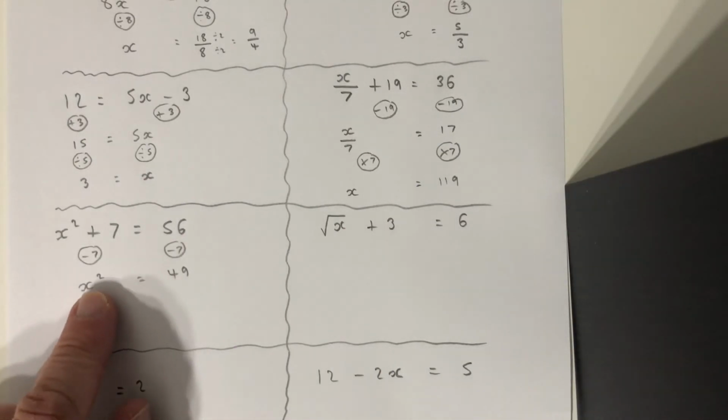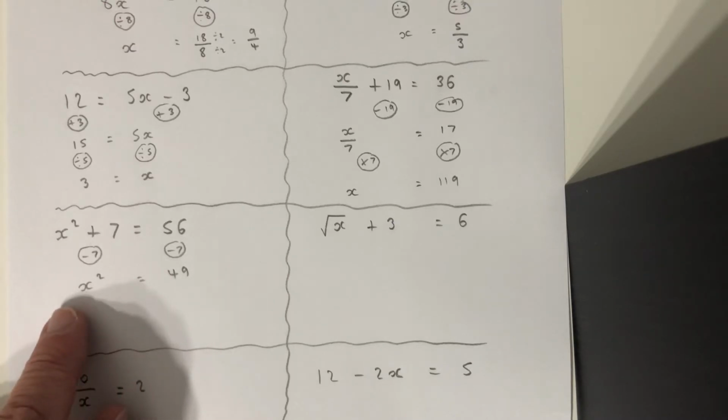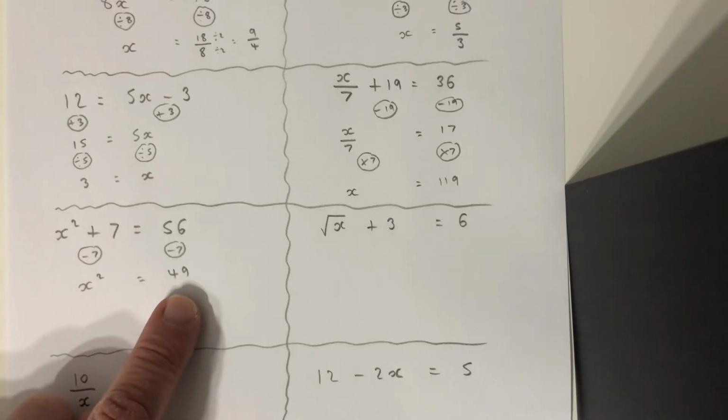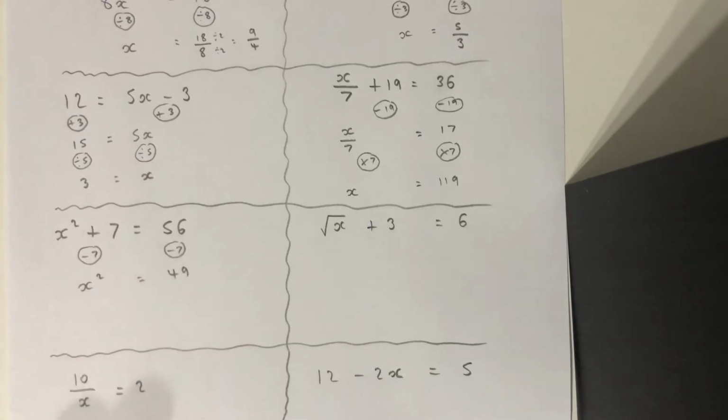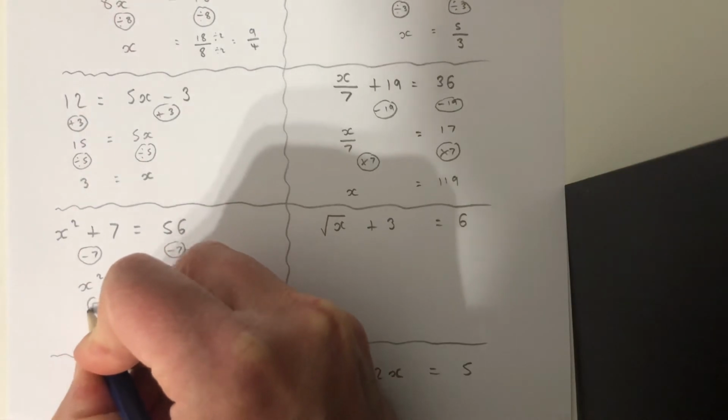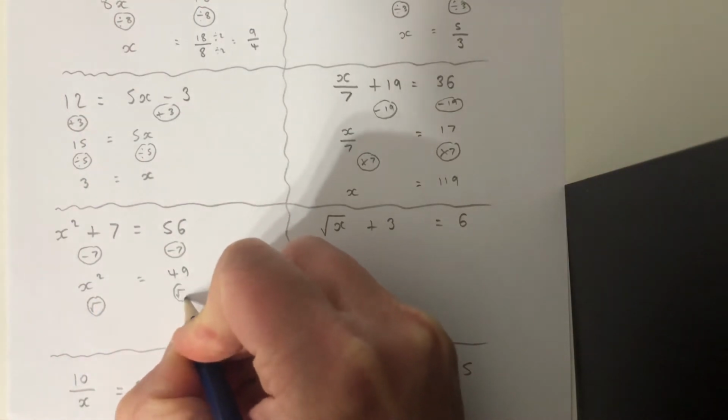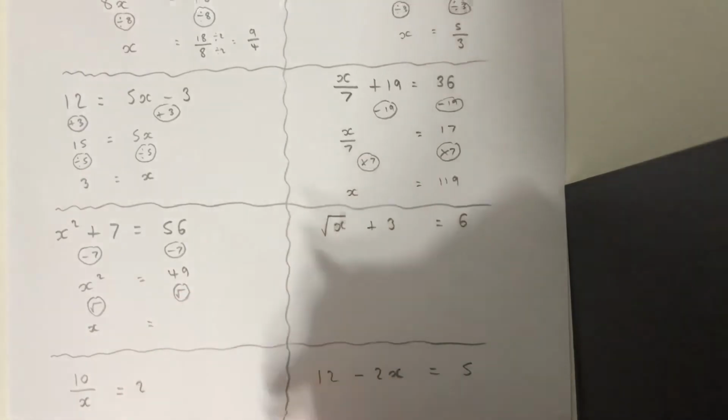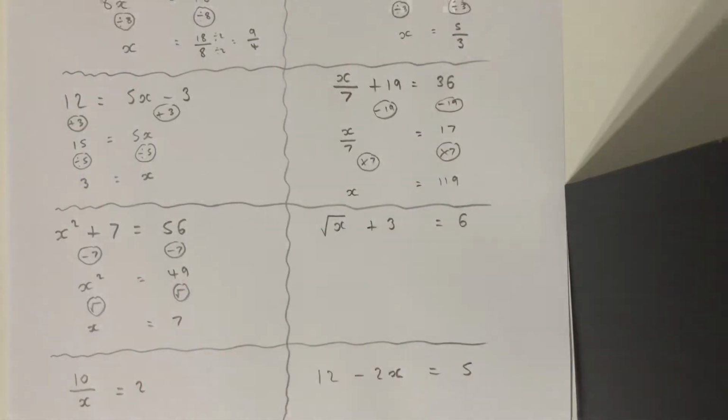So what number squared gives you 49? What number times itself gives you 49? I.e. what's the square root of 49? That's what you're doing. So the opposite to squaring, I think I wrote it last time, a little square root in brackets on both sides. So x equals, that's right, 7.